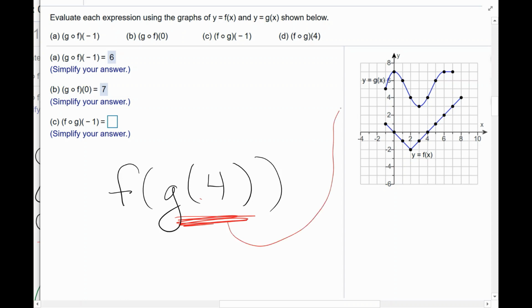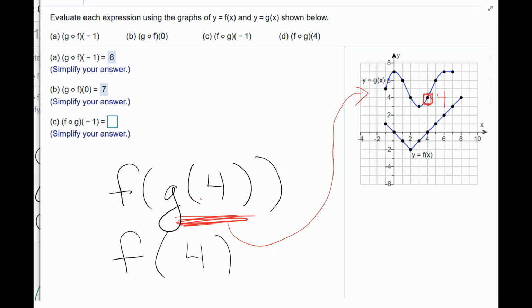That means go to the g function. Find where x is equal to 4. X is equal to 4 right here. Okay, what's the y value there? The y value there is also 4. So in place of g of 4, I'm going to put 4, because the y value at x equals 4 is 4 as well.